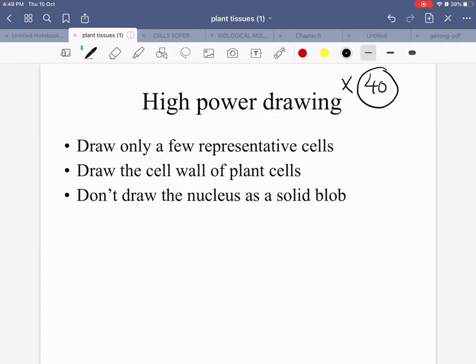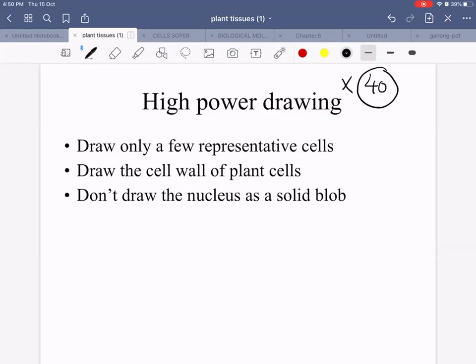If you are given a slide of the plant cell, you will always draw a double line, and that double line, as I have already told you, represents the cell wall. A cell wall is always drawn with double lines. Why? Because it's thick, right? If you're asked to draw a high power drawing, and you can also see a nucleus in your drawing, you will draw the nucleus just like a small circle, but you will not draw it as a solid blob.